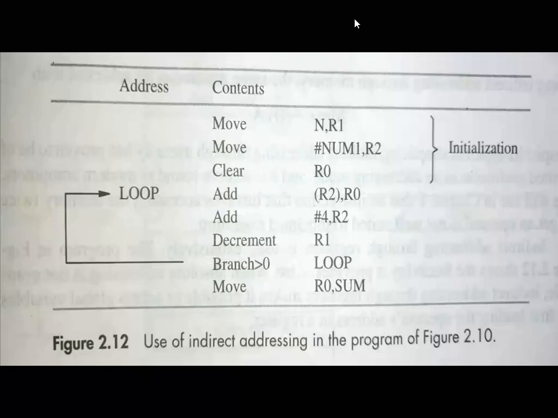Just observe, MOVE N comma R1. The number of numbers we have can be moved to R1. That is 100 according to our previous example. So 100 will be shifted to R1. Now see, MOVE hash NUM1 comma R2. What does this hash NUM1 stand for? NUM1 is the address of the first number.